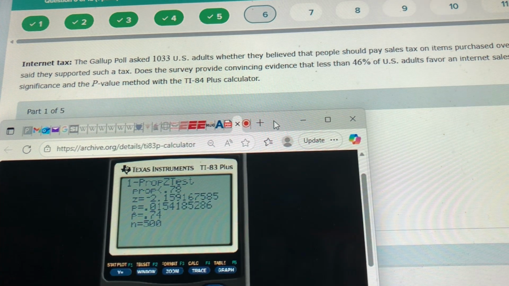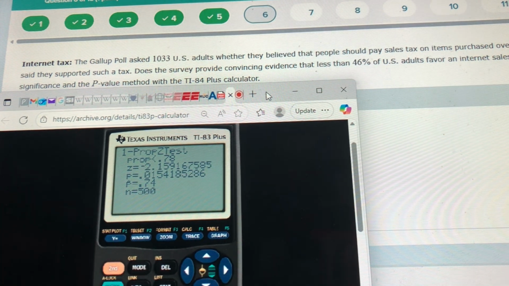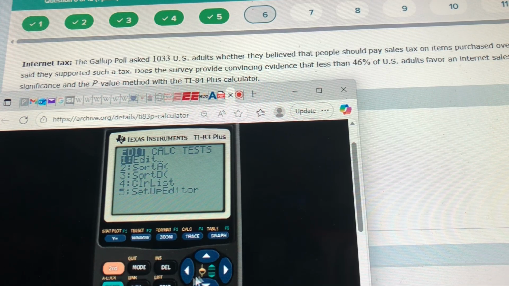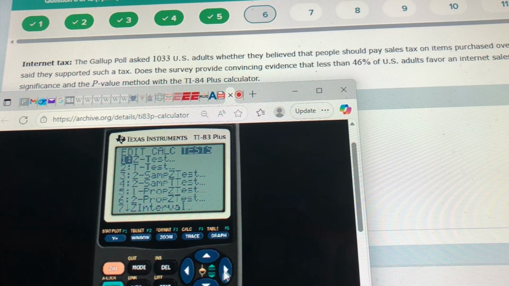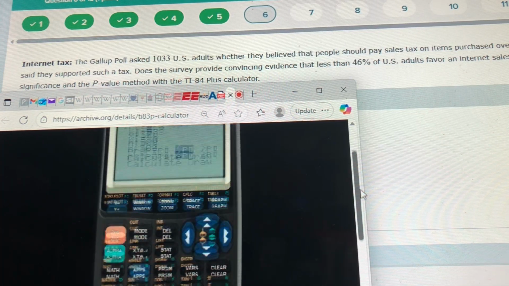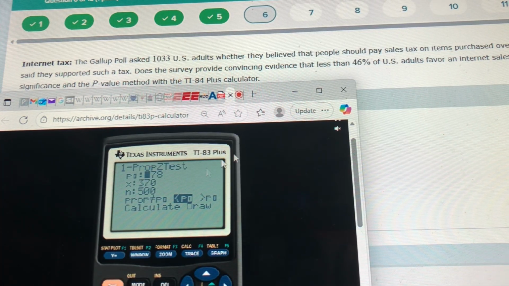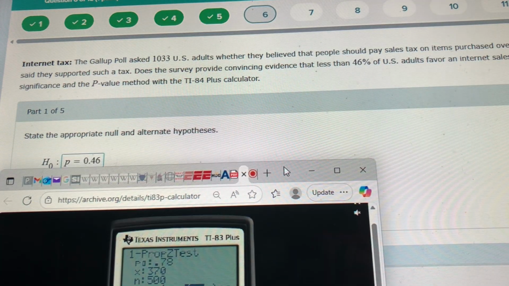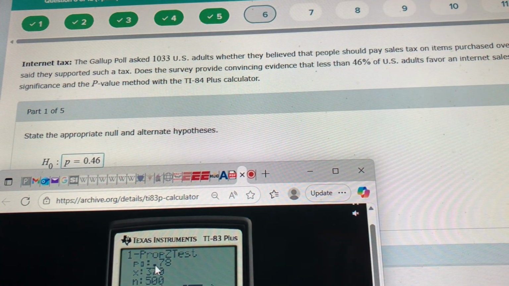Okay, I was having a hard time making the calculator show up, but I discovered if I lower it way down here, then you can see the screen. But then I can't see all the buttons, is the only problem. So stat, tests, go down to number 5, and now I have to scroll down so I can press enter. Scroll back up. Okay, 1 prop z-test. So put this 0.46 in for P0. That's P0 right there. P0 is 0.46.